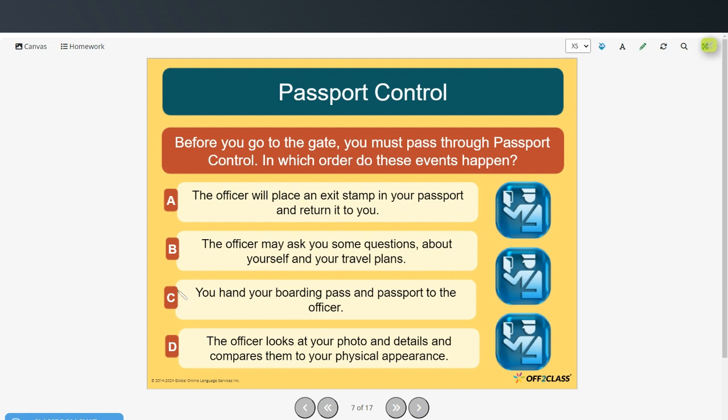Okay, so first you would hand your boarding pass and passport to the officer. The officer looks at your photo and details and compares them to your physical appearance. The officer may ask you some questions about yourself and your travel plans. And finally, the officer will place an exit stamp in your passport and return it to you.